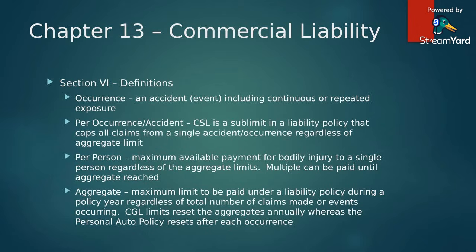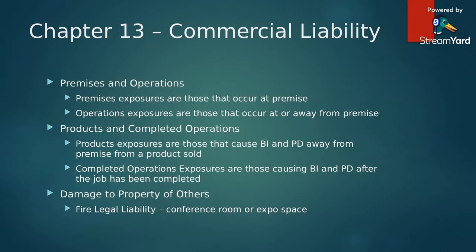There are different exposures for commercial businesses. We're going to talk about those exposures. Premise and operations exposures are going to arise from losses at the premise and due to their operations either at or away from the premise. All bodily injury and property damage liability losses resulting from either the insured's operations or premises are going to be covered under the policy, subject to the exclusions and limits under the policy.